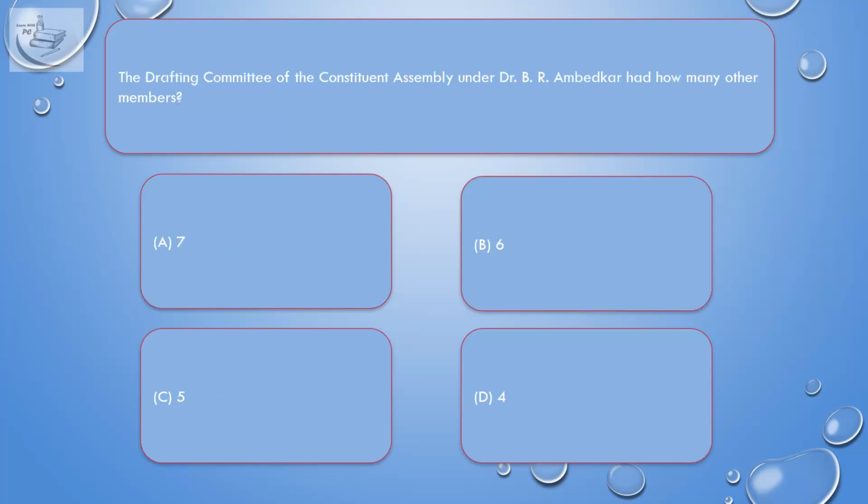Question: The drafting committee of the Constituent Assembly under Dr. B. R. Ambedkar had how many other members? A. 7. B. 6. C. 5. D. 4. Correct answer is B. 6.